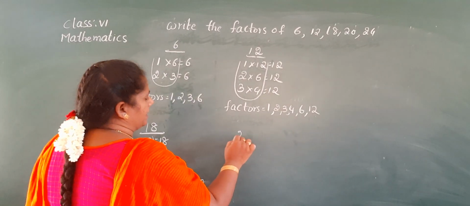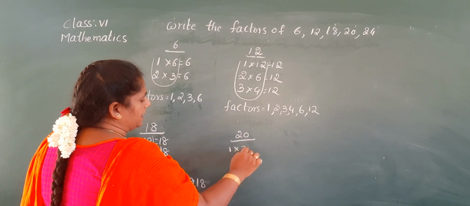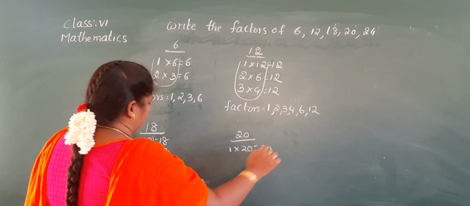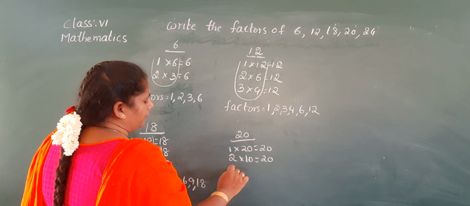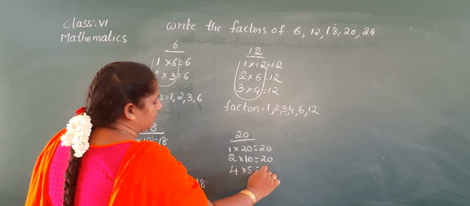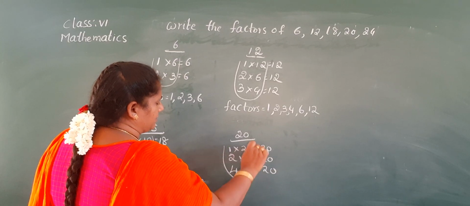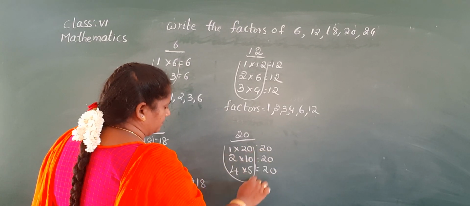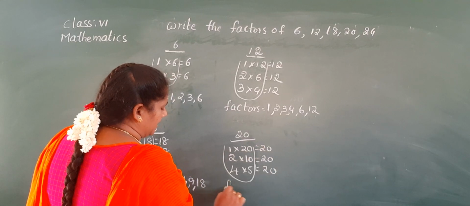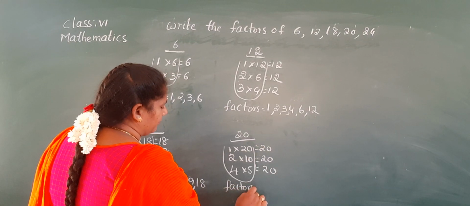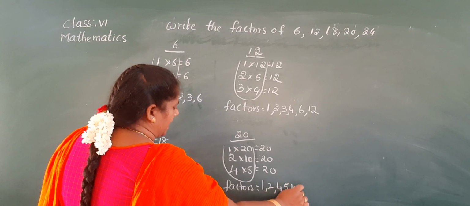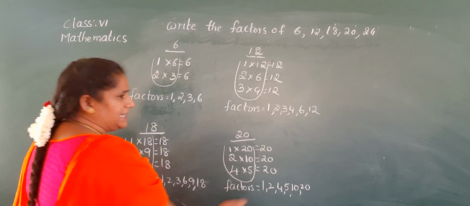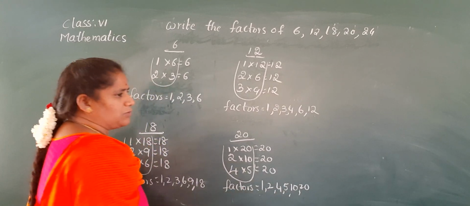And next one, 20. 1 20 is 20. 2 10s are 20. 4 5s are 20. 5 4s, reverse came, so you stop and write. Come on, tell me the factors. Yes, 1, 2, 4, 5, 10, 20. Smallest factor is 1, greatest factor is 20.